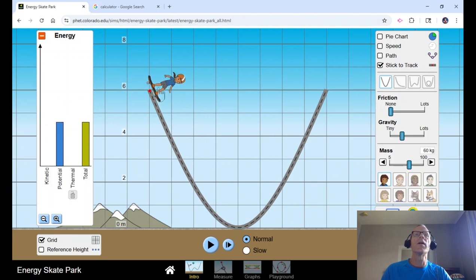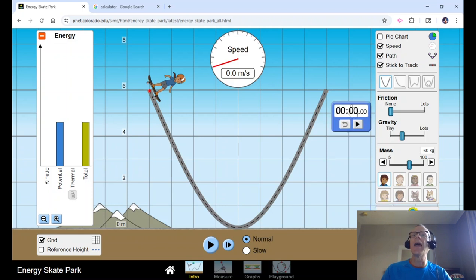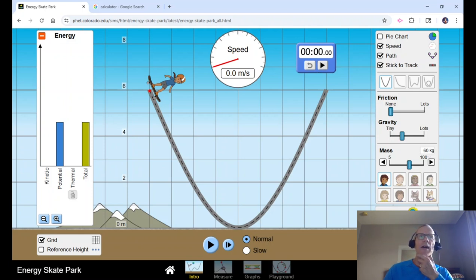And actually it's kind of weird. Once you put the girl up there, she'll go. But if you stop it, then you can set her up there and she will stay. So we want her to stick to the track. We're going to show the path, the speed, and probably use a stopwatch a little bit later. And notice her mass is 60 kilograms.